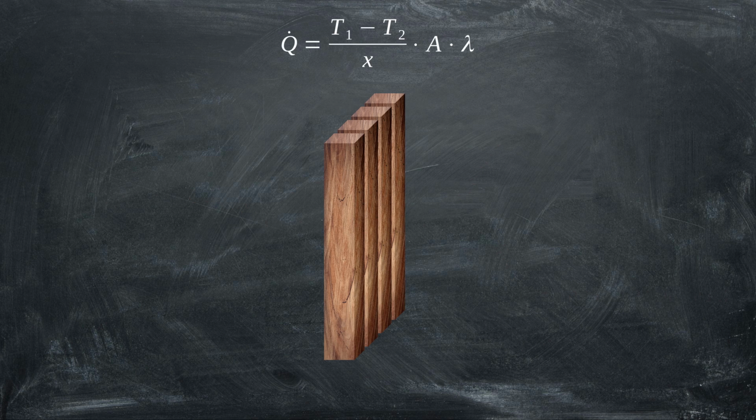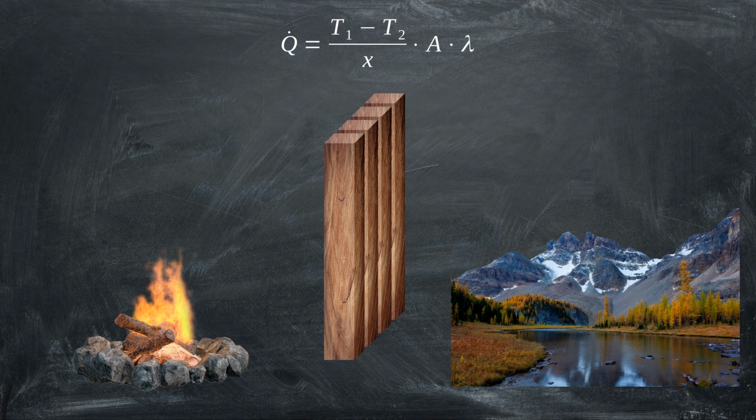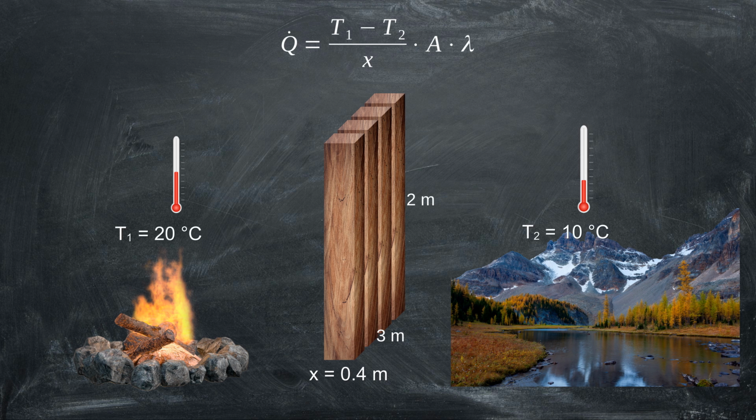Now let's have a look at a real-world application. Let's say we have a wall that separates the warm inside of a shelter from the cold outside. This wall has a dimension of 3 meters by 2 meters. The thickness is 0.4 meters. The inside temperature is 20 degrees Celsius and the outside temperature is 10 degrees Celsius. The material is wood. The lambda of wood is approximately 0.15 watt per meter times Kelvin. Putting the numbers into the equation will give us the rate of heat flow through the wall.